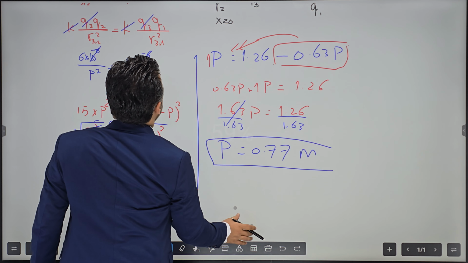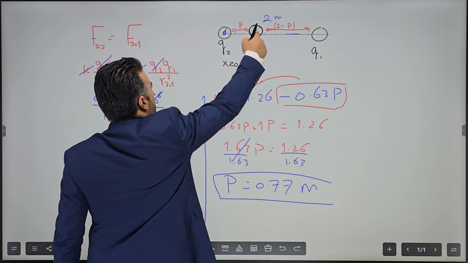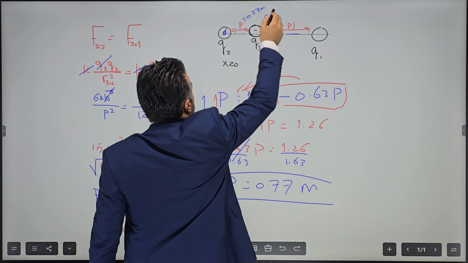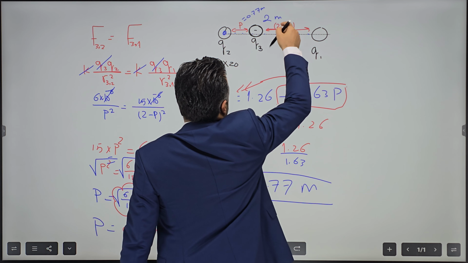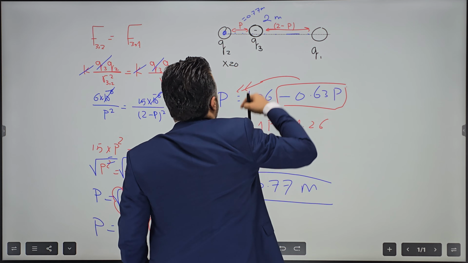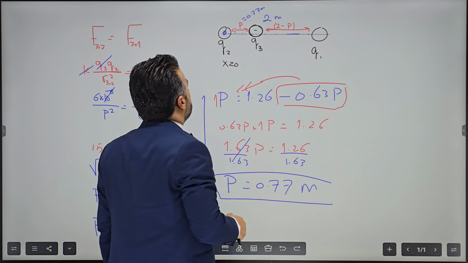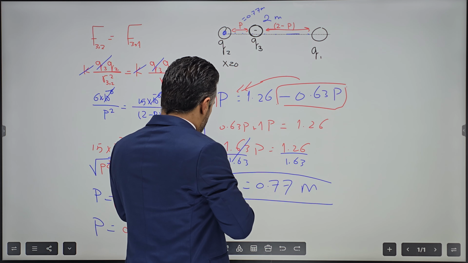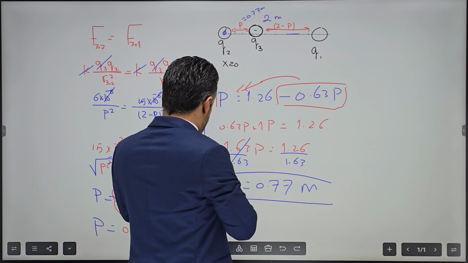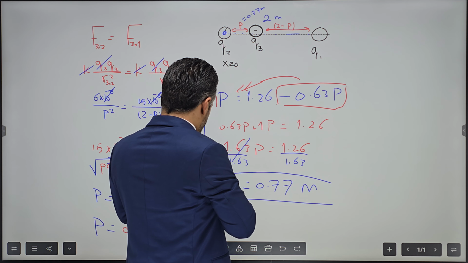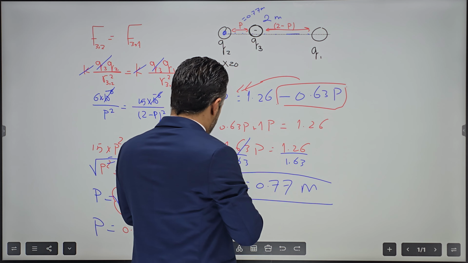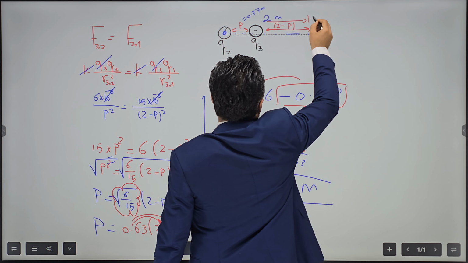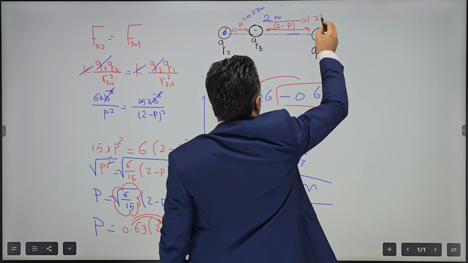So if we go back to this one here, how far should this charge be from charge 1? It has to be about 0.77 meter. What about the other side? That would be 2 minus 0.77. Let's find out. 2 minus 0.77, the answer is going to be 1.23. So this is how far it has to be from Q1.